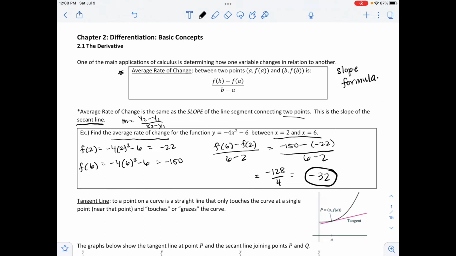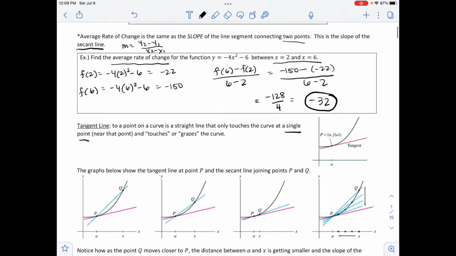Right below this, we have an idea of a tangent line, which you might have seen back in geometry. A tangent line to a point on a curve is a straight line that only touches the curve at a single point, versus the secant line, which was discussed right up above, which was going through 2 points. A tangent line just touches or grazes the curve at that one point. And so you can see the picture right next to it, that tangent line. So we have a curve and then a straight line that makes our tangent line.